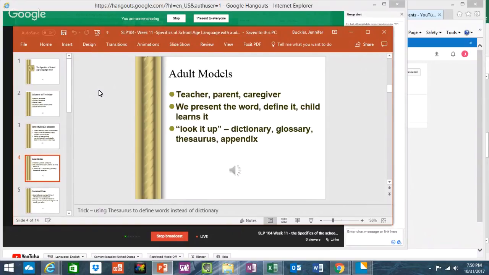Typically, our job as adults is to give the word, define it, and the child learns it, or we tell them to look it up. For speech and language impaired kids, often looking it up in a thesaurus is easier than looking it up in a dictionary. The whole idea of looking up words is metalinguistics. It's the ability to use words to talk about words. And for a child with an impairment, that can be very difficult.